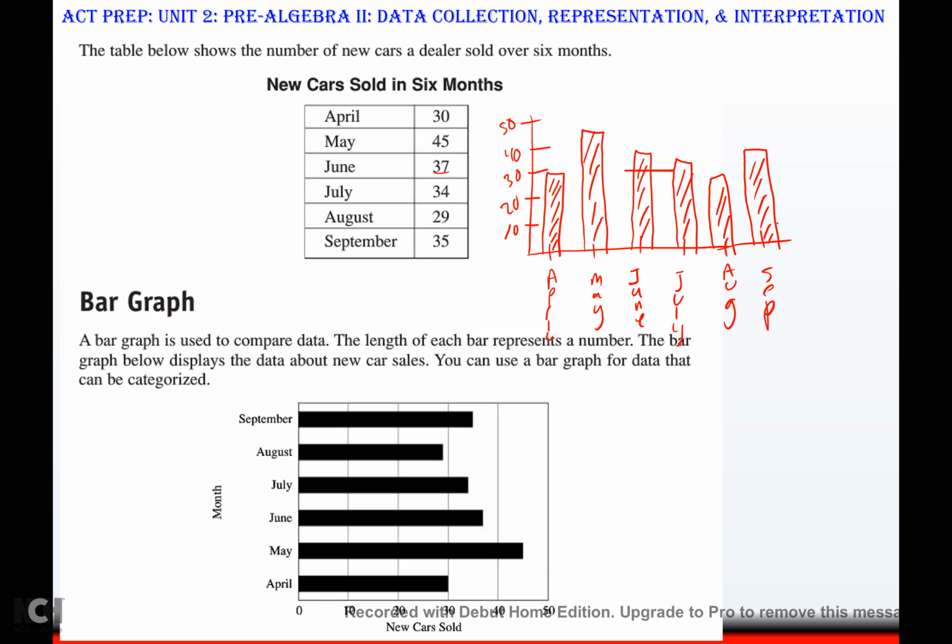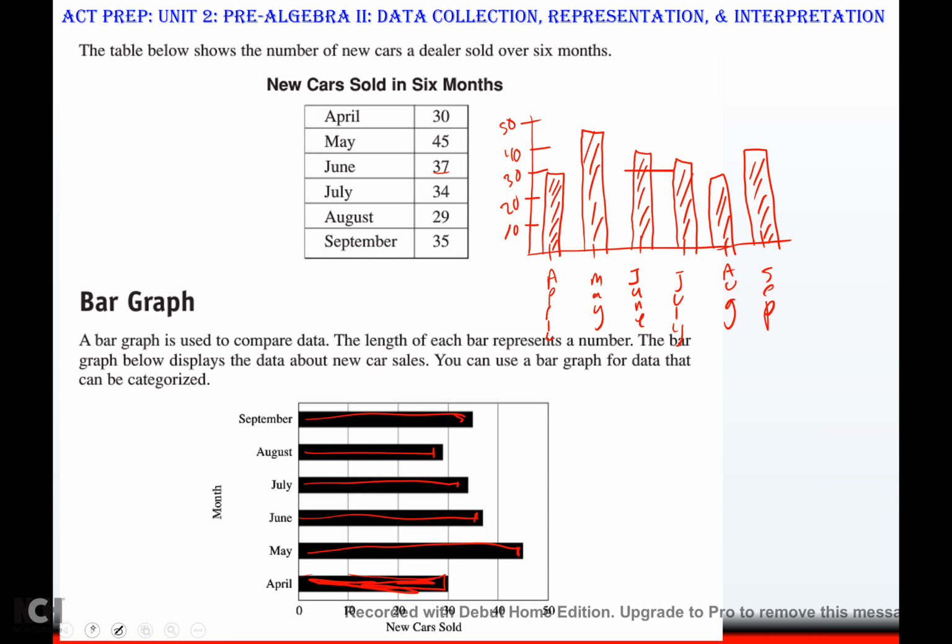They did the exact same thing. They just switched axes. They put the months over here and the number of cars sold on the bottom. So it's kind of interesting to see. I don't see them this way very often. But they did the same thing. For April, they came over here to 30. They just are going sideways instead of up and down. May went to 45, June went to 37, July went to 34, August went to 29, September went to 35.